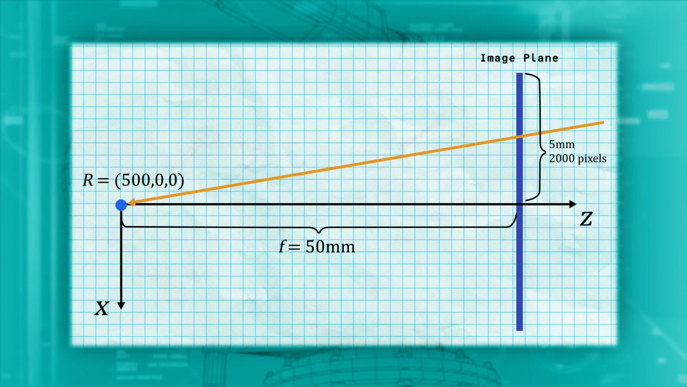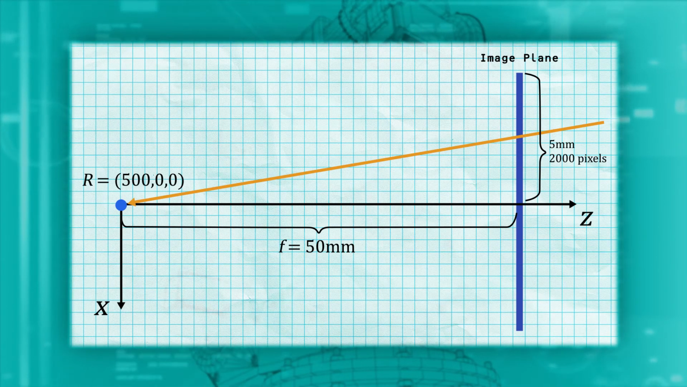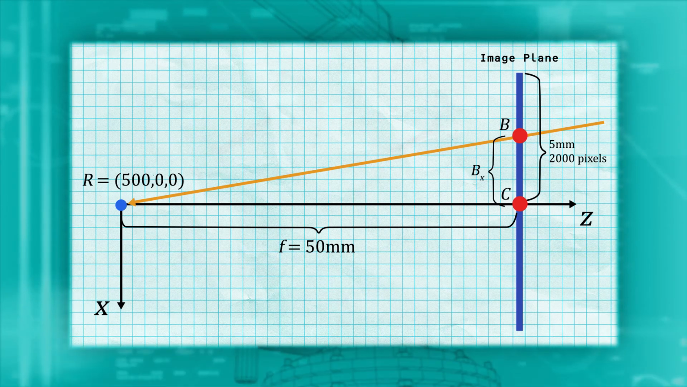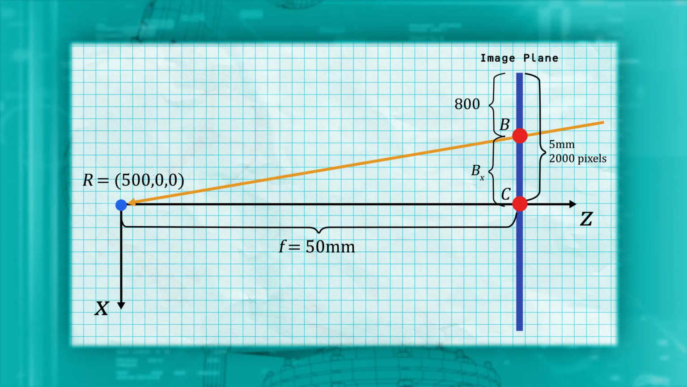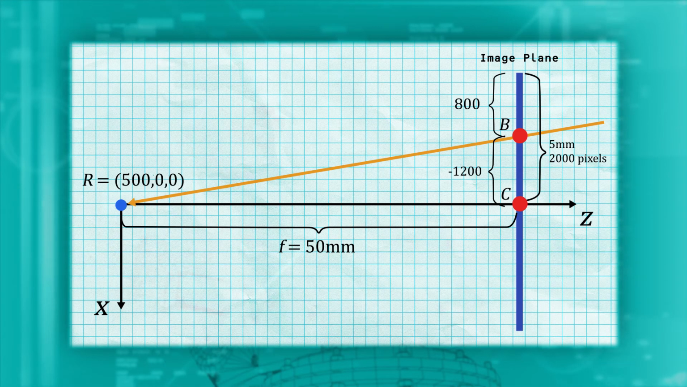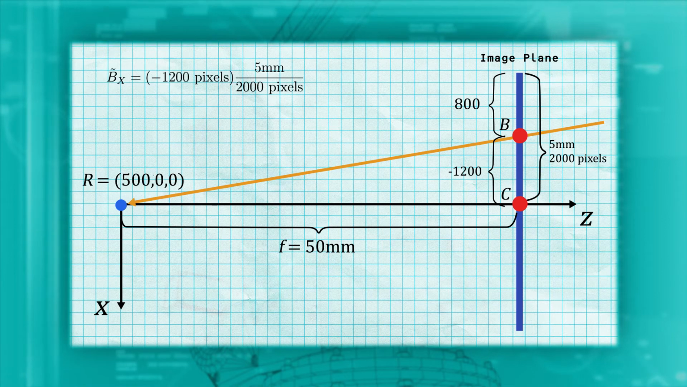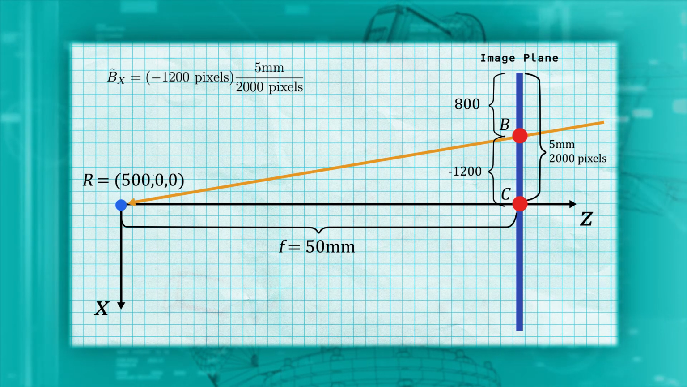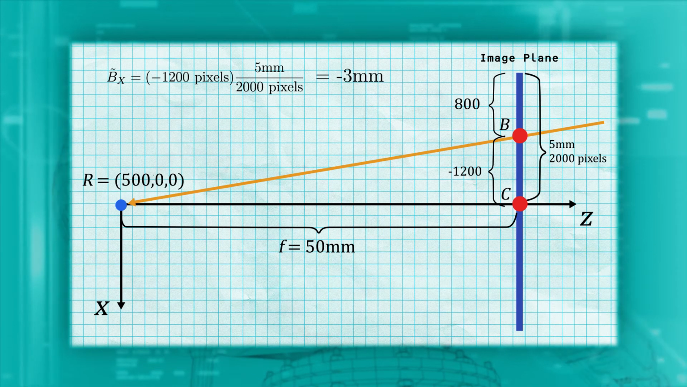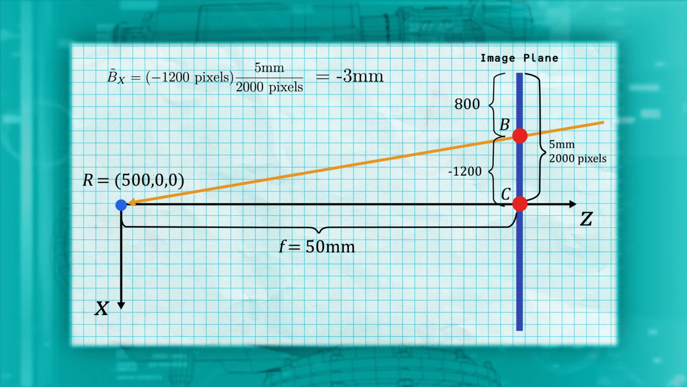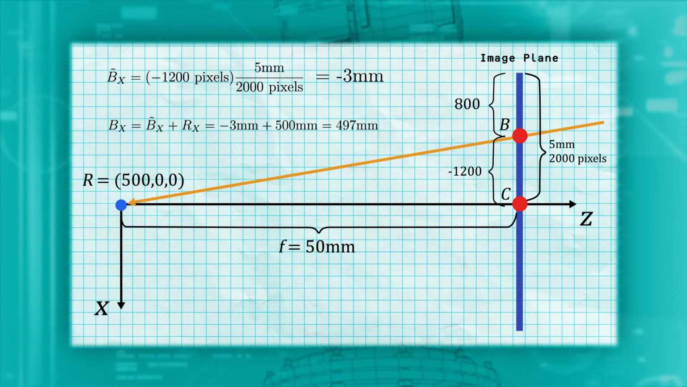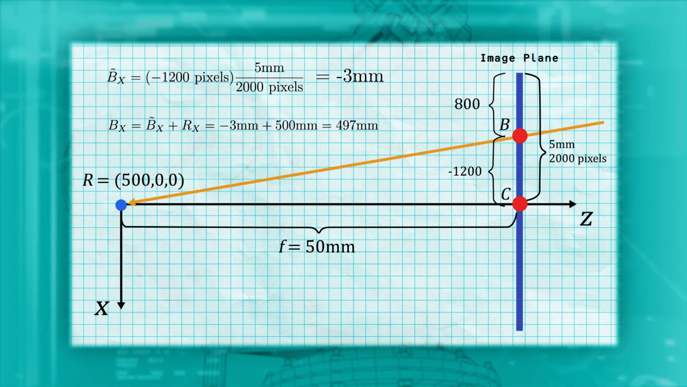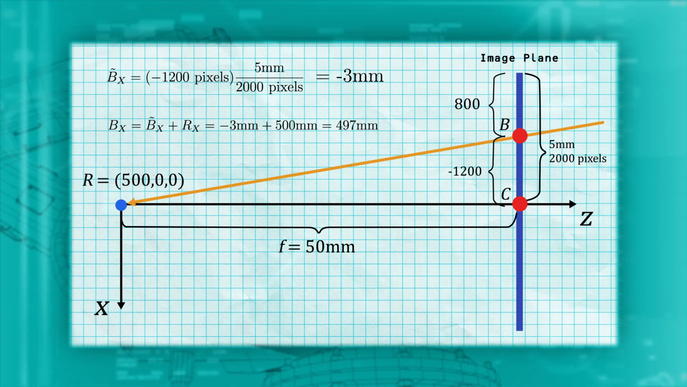Just as for the left camera, we will start with finding the distance from the sensor center to the point B. In this case, the feature is centered at an x-coordinate of 800 pixels, or 1,200 pixels to the left of center. Multiplying negative 1,200 by our ratio of 5 millimeters per 2,000 pixels, we get an x position of negative 3 millimeters. However, remember that the origin is centered at the left camera center, so the true x position is 500 millimeters to the right, or at 497 millimeters.